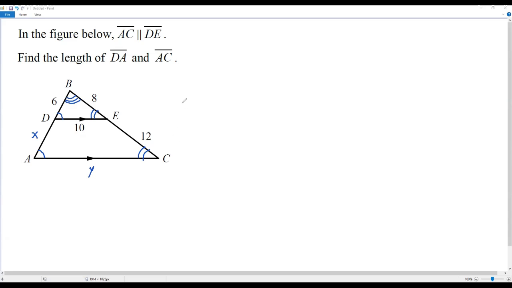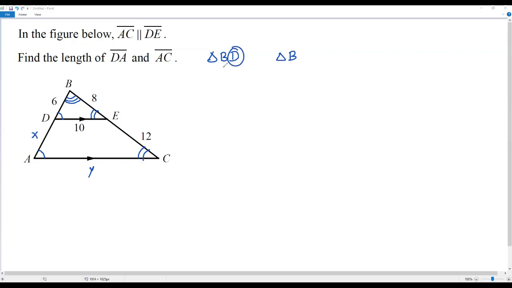Okay, now let's write the vertices in order. First, let me take the vertices from the smaller triangle BDE. First, I'm taking the vertex B in the smaller triangle. So what is the corresponding vertex in the bigger triangle? In the bigger triangle also we have the same vertex B. Now let me take the vertex D in the smaller triangle. What is the corresponding vertex in the bigger triangle? It's A, because the angle measures at A and D are equal. So the vertex corresponding to D in the smaller triangle is A in the bigger triangle.